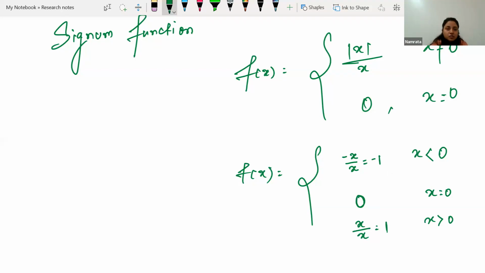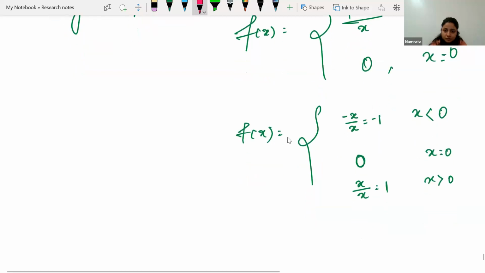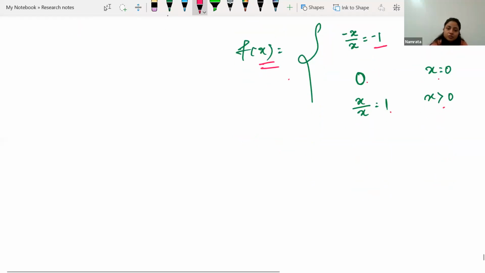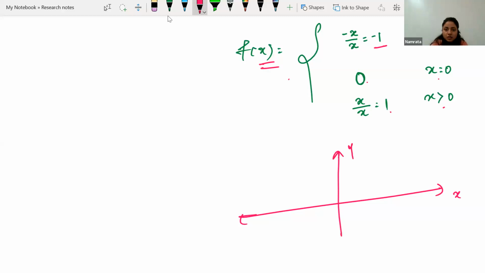So the function is f of x equals minus 1 when x is smaller than 0, f of x equals 0 when x is 0, f of x is 1 when x is greater than 0. How exactly will the graph look? From here only, if you look at the function carefully, you will be able to understand that when x is 0, the result is 0.